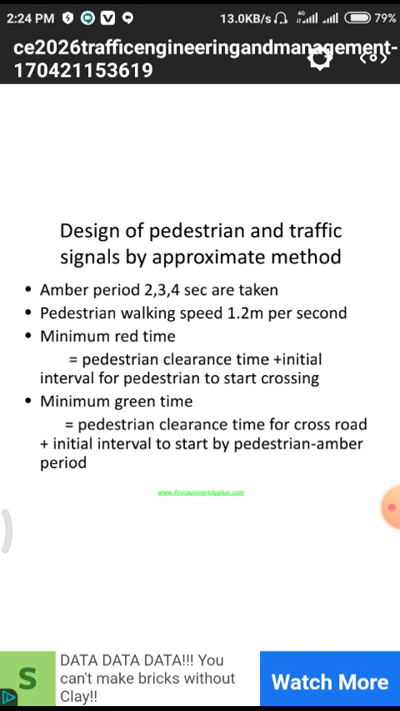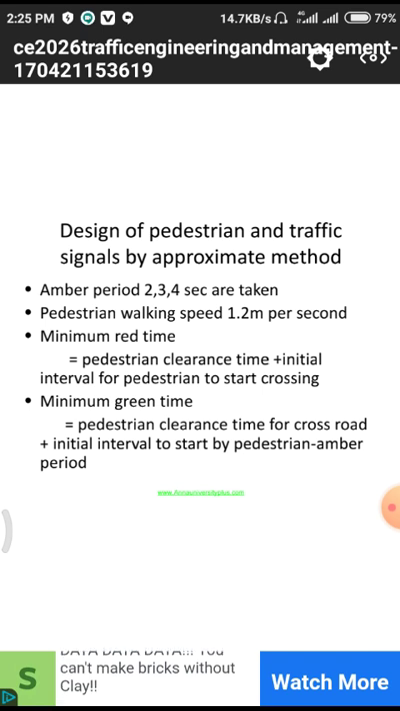These are the same pedestrian clearance time. Initially in the red time, that means minimum red time, also we are having this pedestrian clearance time. But in case of this green time also we are having. Why? Because this green and red are both associated one to one.